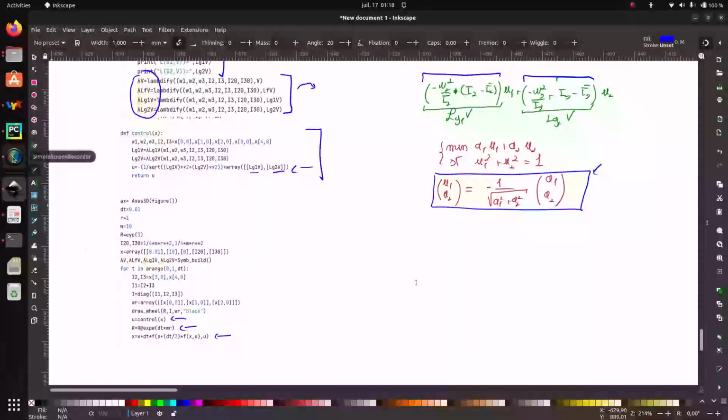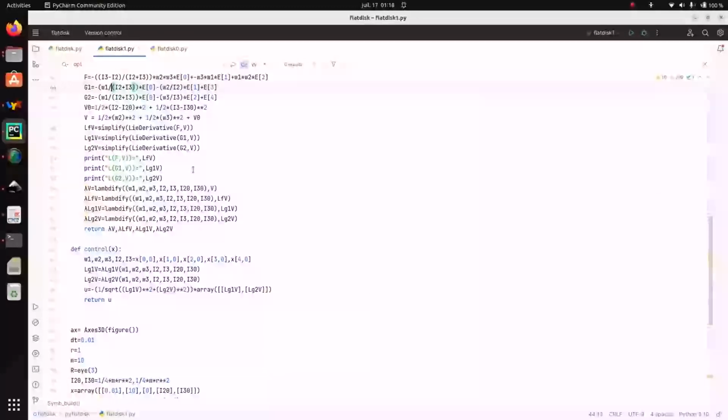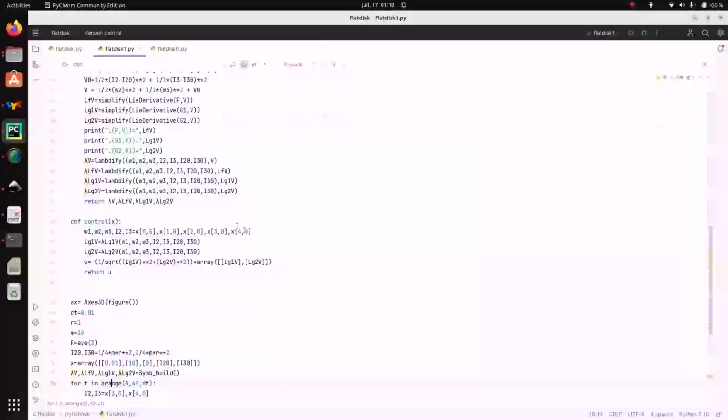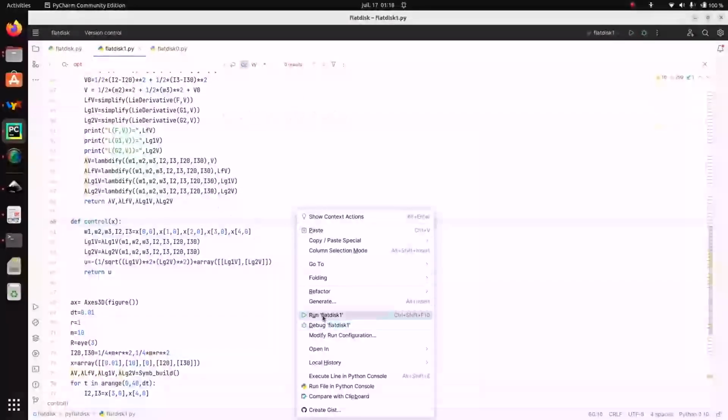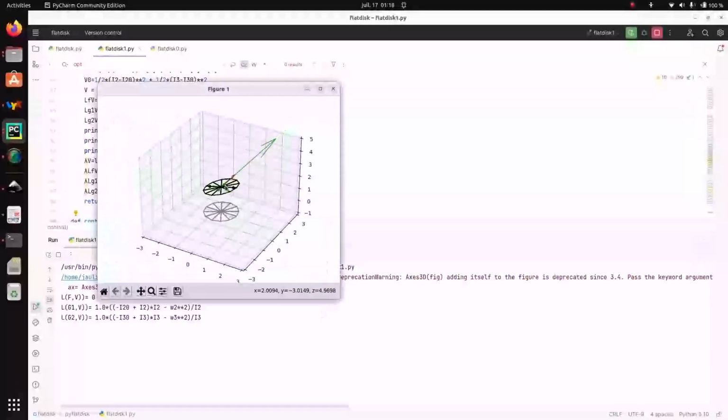If I do this in Python, this corresponds to the same program I have just shown. If I run it, then I can see that at the beginning I start from rotating along the second axis, and slowly the precession is starting. You can see like that.